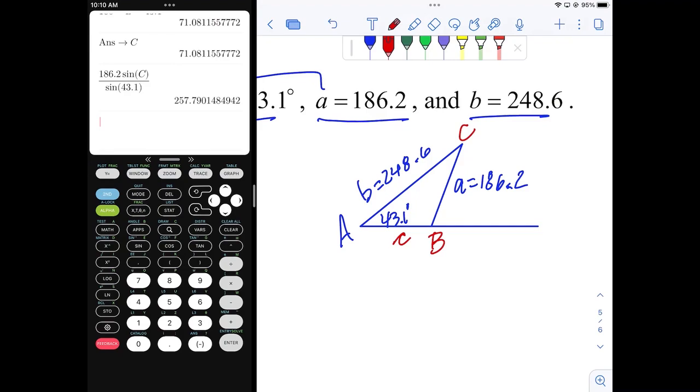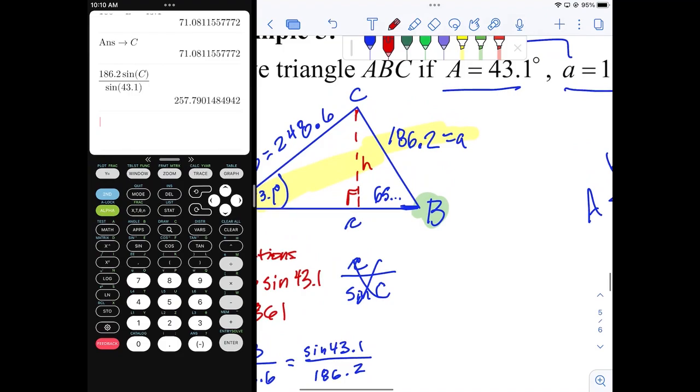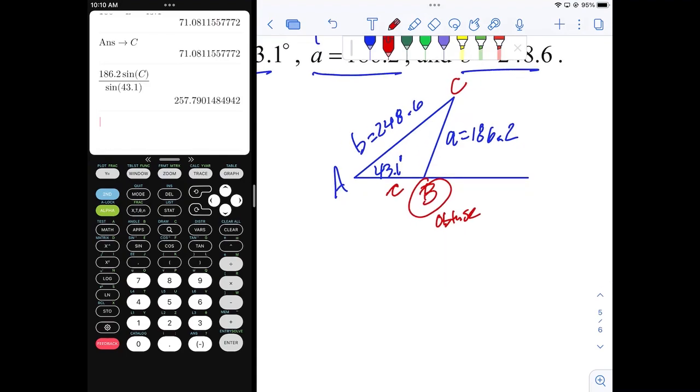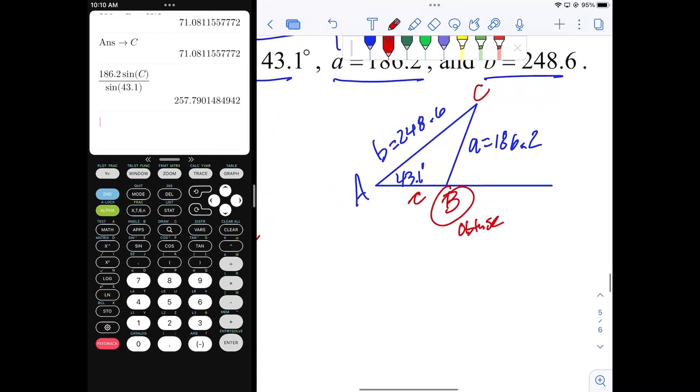Little c and big C are going to be smaller, but big B should be bigger, right? Our first triangle was acute. The base angle was acute. And what do we know about our base angle now? It's obtuse. Okay, cool. First things first. Let's find B. So we'll put the angles in the top again. So sine of B over 248.6 equals our pivot guy, which is sine of 43.1 all over 186.2.